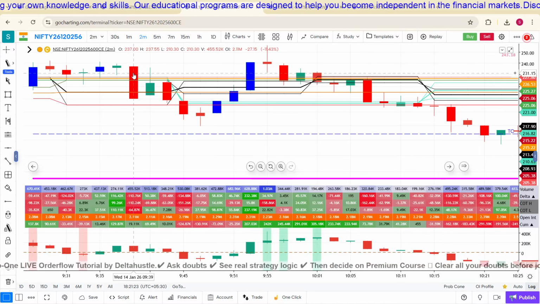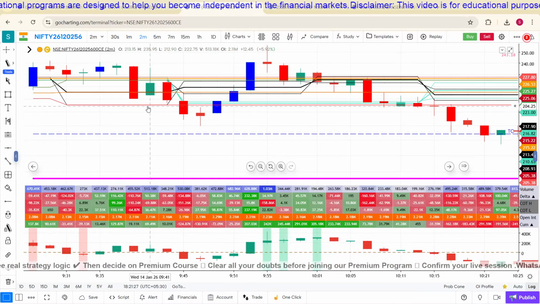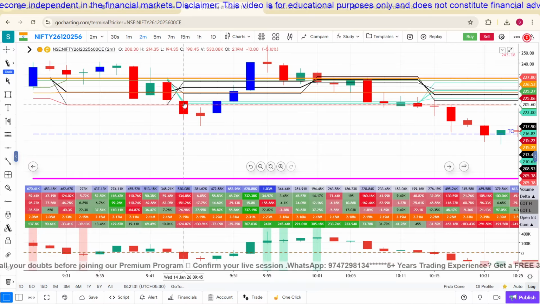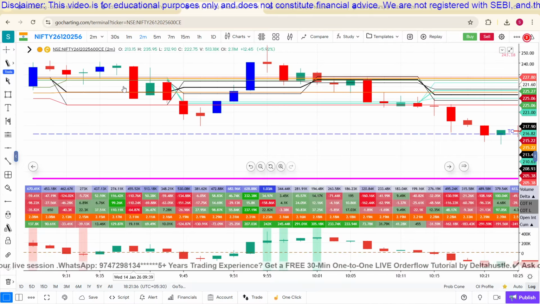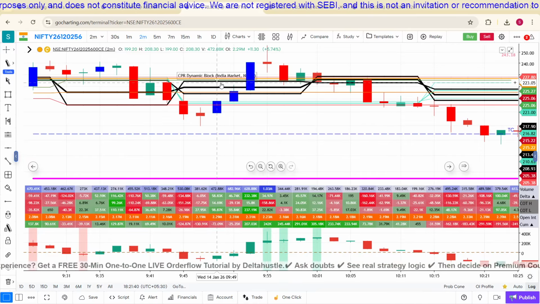And this breakout don't take. Why? Because we have one dynamic CPR support here in this range. And this breakout also failed because these are all wide. We need at least one lower time frame CPR narrow range.